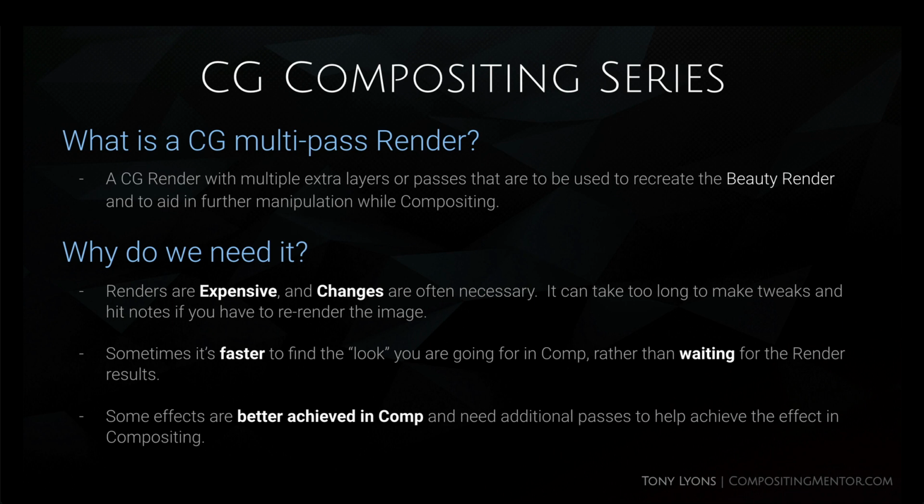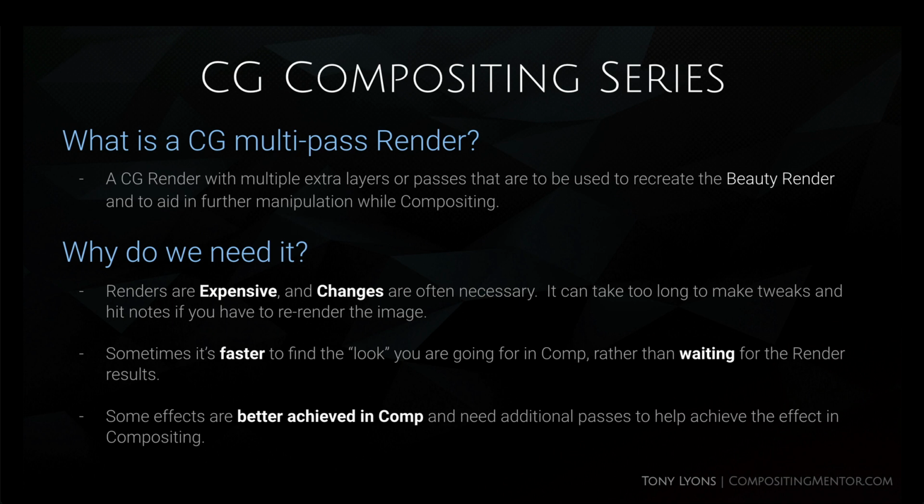So if you're trying to experiment and find different lighting and colors, sometimes it's easier to find the result that you're looking for in comp and then do a round trip back to CG once you have made the changes in comp. It's much faster to make the changes and see the results in comp, and then you can go back. Some effects are better achieved in comp, and they need additional passes to help achieve those effects in compositing.